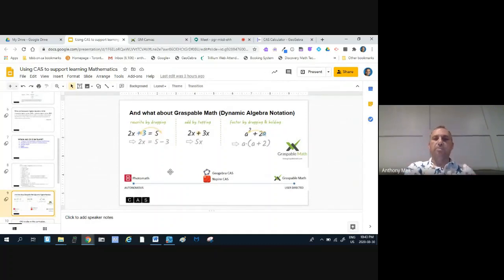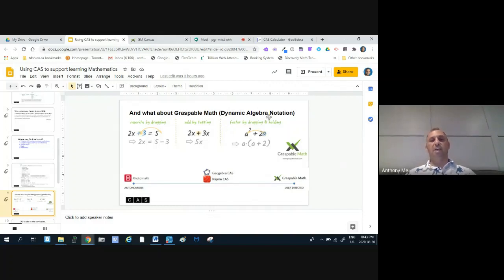I spoke to the developer of Graspable Math, and he was telling me that they don't really consider it to be the same as computer algebra systems, and I agree, it's a little different. The term they use is dynamic algebra notation, DAN. When I think back to when I used Fathom, we call that dynamic statistical software, or when we use things like GeoGebra or Geometry Sketchpad, we call that dynamic geometry software. So this is called dynamic algebra notation.